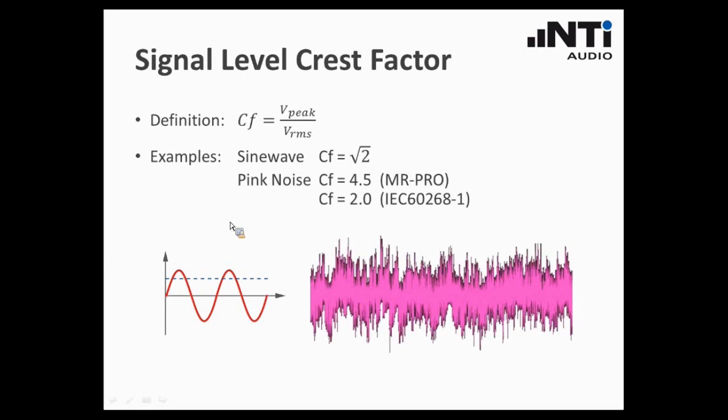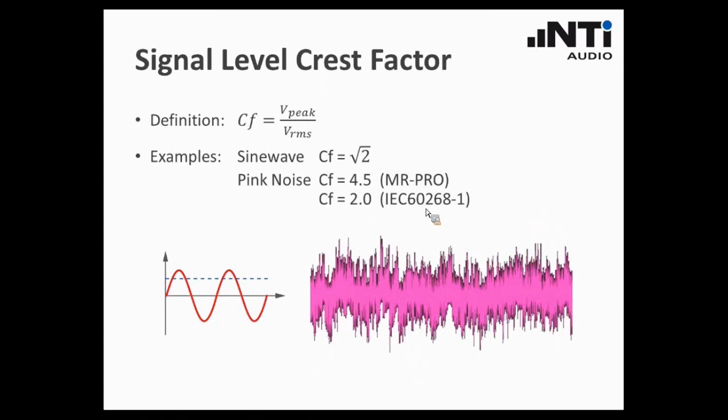When we look at a more complex signal, for instance pink noise, you see here an excerpt of a pink noise signal. We have a higher crest factor, so the ratio of these top peaks in the signal to the RMS voltage is in the range of about 4.5 for the default pink noise signal as it is provided by the MR-PRO. There are some standards or other solutions that provide pink noise signals with lower crest factors, like you see here.